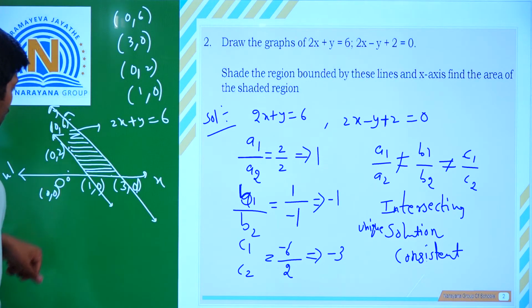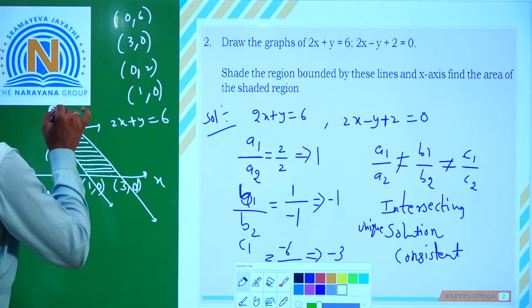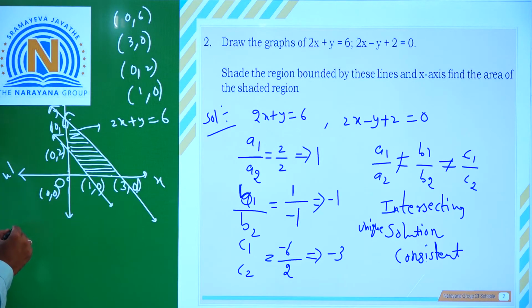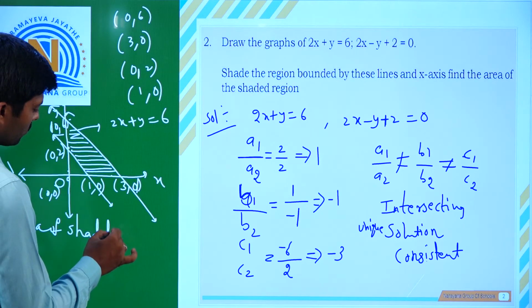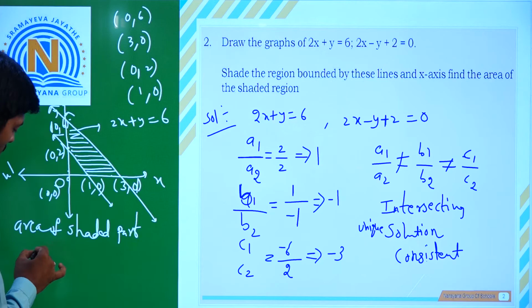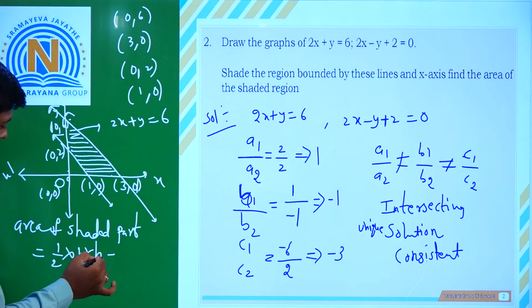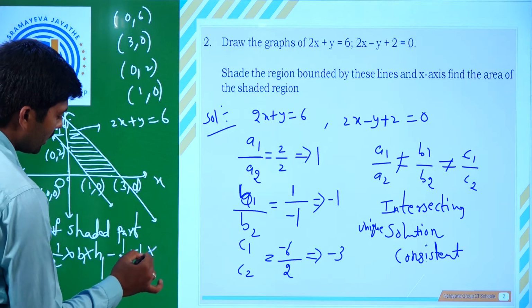Now we need to find this shaded part, that is the area of the shaded region. The area of the shaded region is equal to half into the area of the first right angle triangle, that is half into base into height, that is B1 and H1, minus half into base B2 and H2.